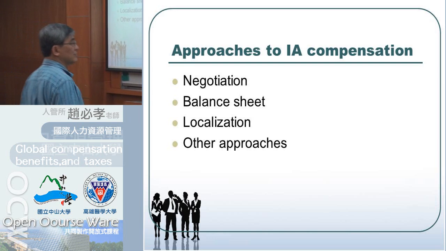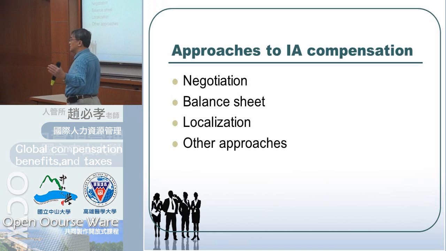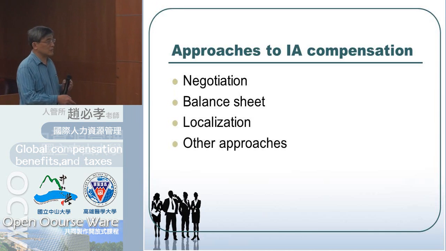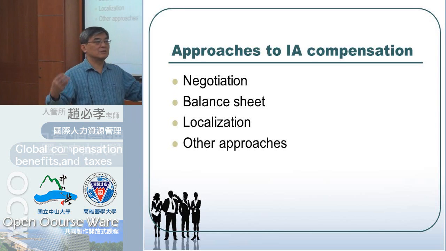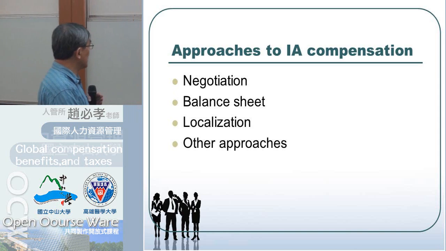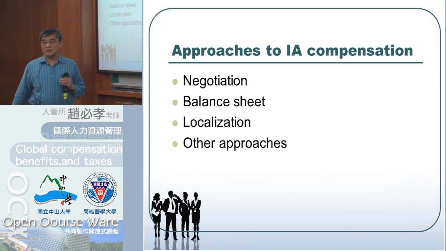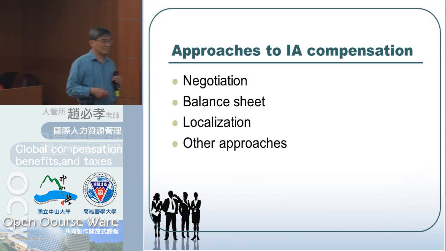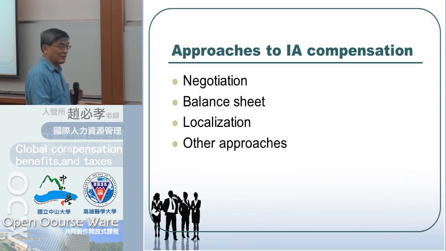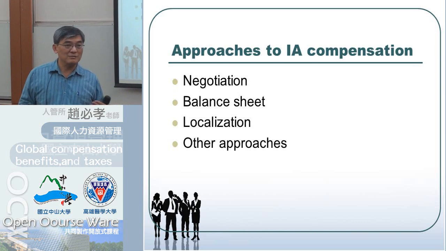And the balance sheet means that all the international managers who come from the headquarters or any other country can keep the same living standard from their own country. So this is a balance sheet. And localization depends on where you go. If you go to the United States from Taiwan, it's better localized, right? Because in the USA the living expense is more expensive.